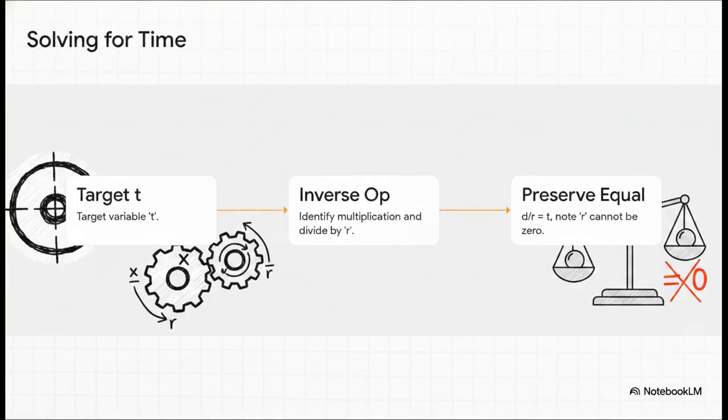Just like we did before, we zero in on our target variable, t. We can see t is being multiplied by r. So we apply our inverse operation, which is division, and use that division property of equality to divide both sides by the rate, r. Boom! This gives us our rearranged formula, d divided by r equals t. Notice how treating these letters just like normal numbers keeps our variables and their real-world units completely clear.